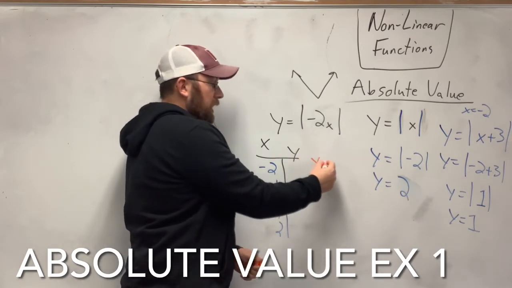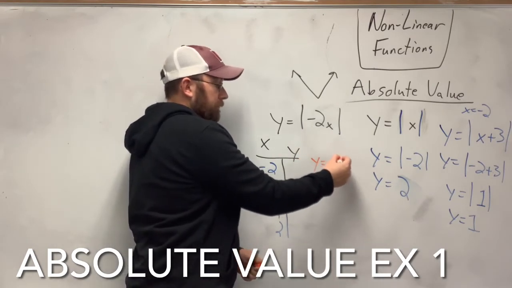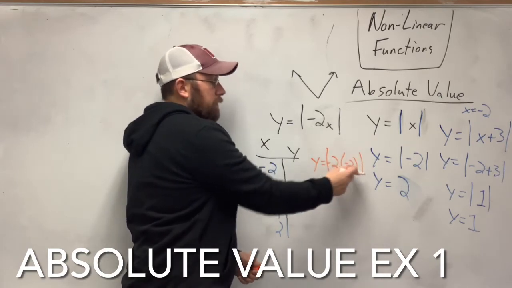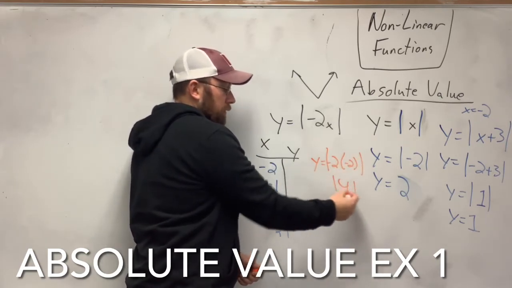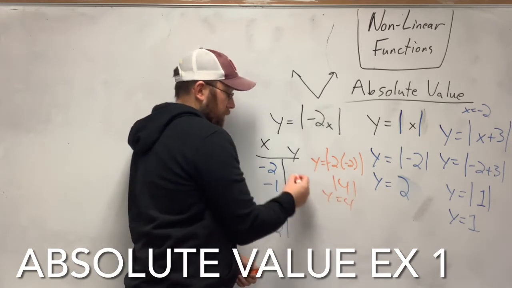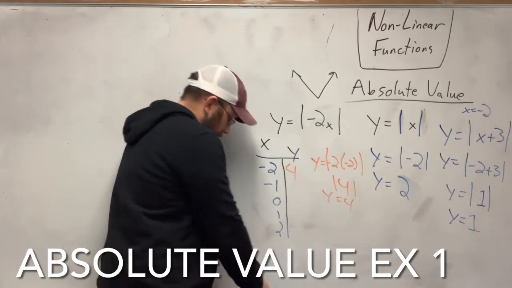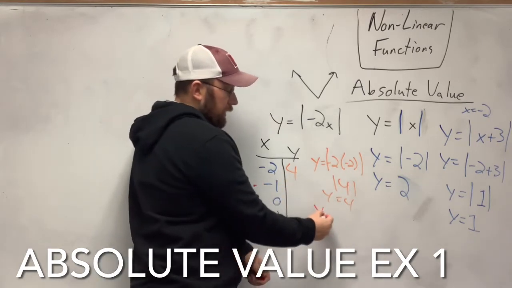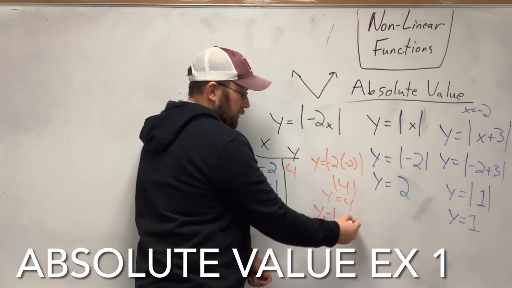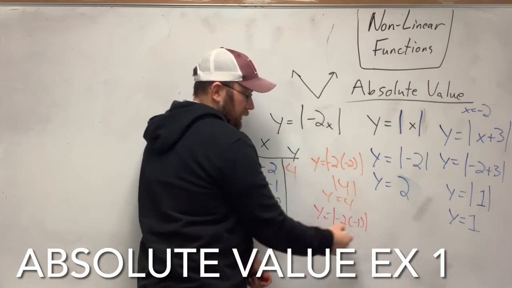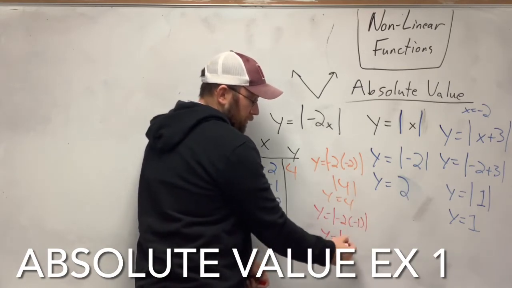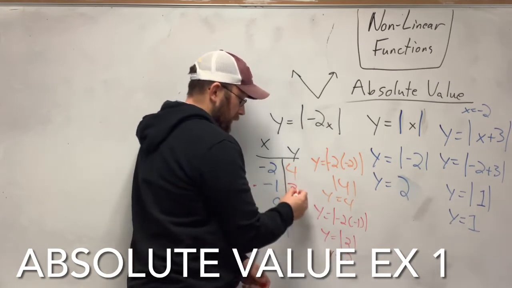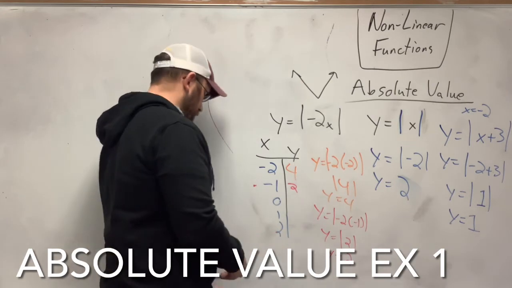I'll do the first couple out for you just so you can see. Times -2. So -2 times -2 is 4. So y equals 4. Now we plug in -1. So y equals -2 times -1. So y equals absolute value 2, so 2. Then 0 will give you 0.